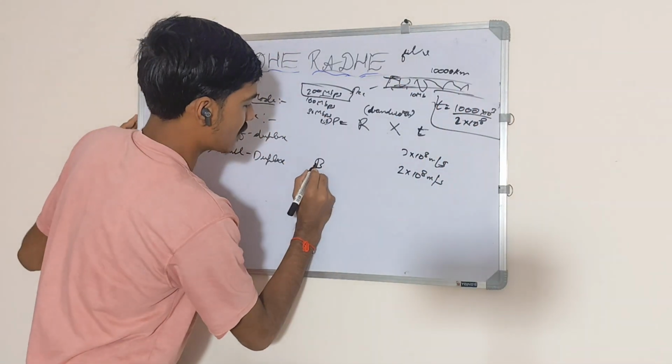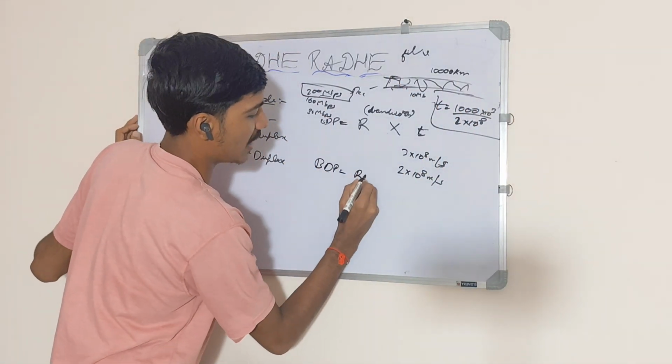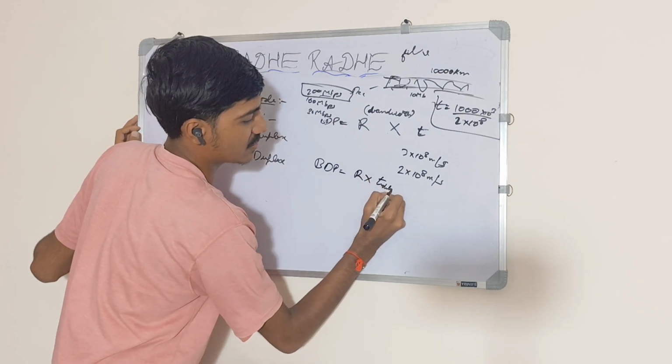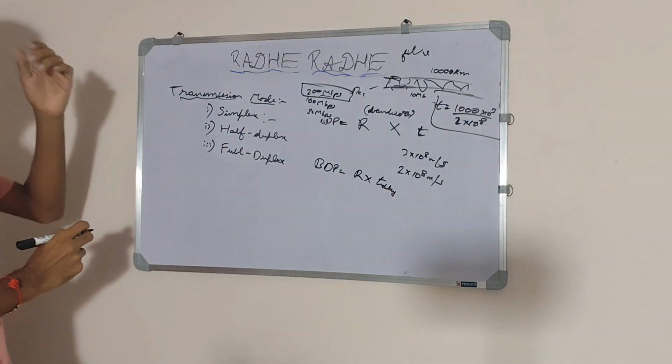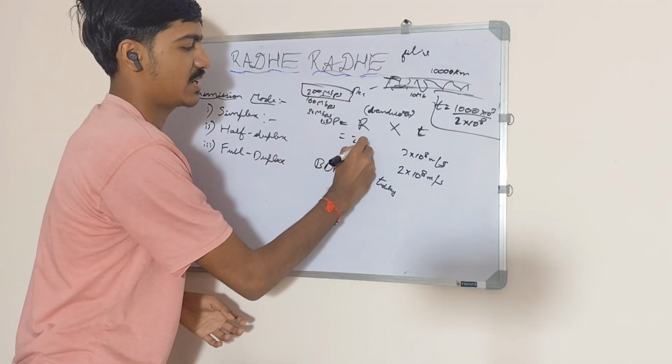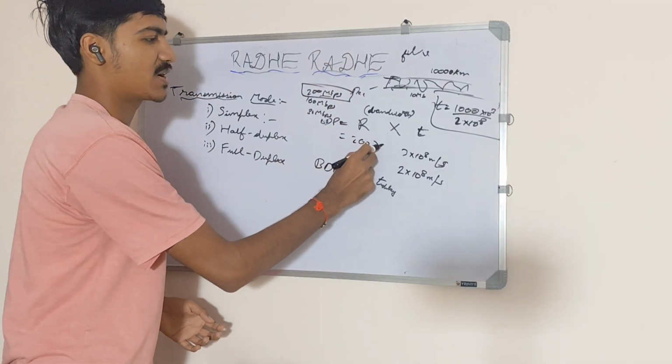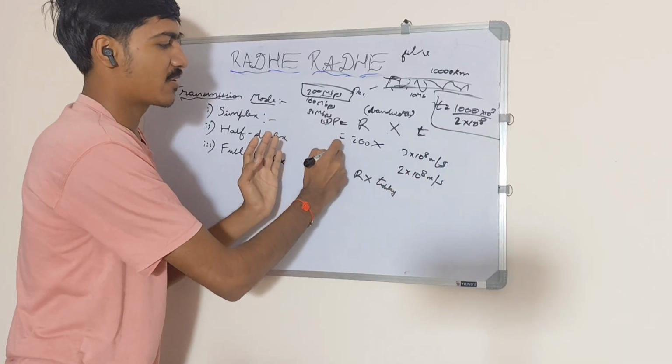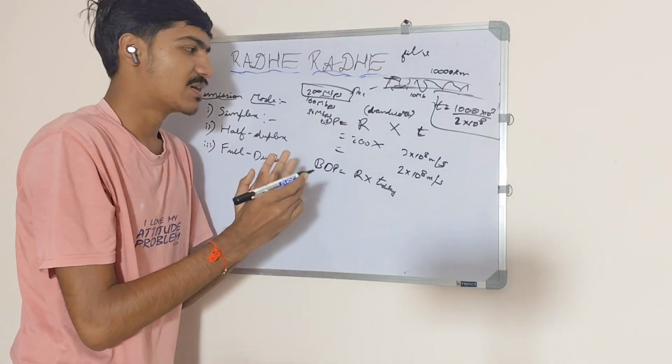Note this formula. Bandwidth delay product is equal to R into T, T being delay. Bandwidth you can calculate, you know, 200 Mbps, 200 MB per second, that's it, into time. Time is nothing but this formula. You will get the bandwidth delay product, that is nothing but channel capacity.